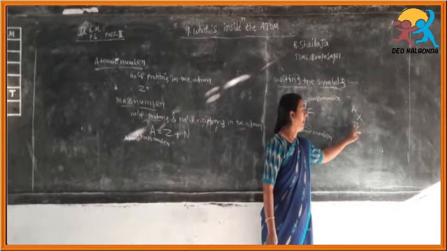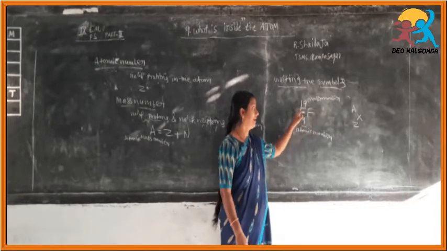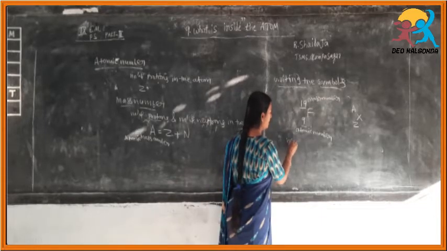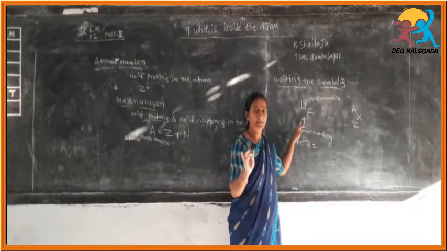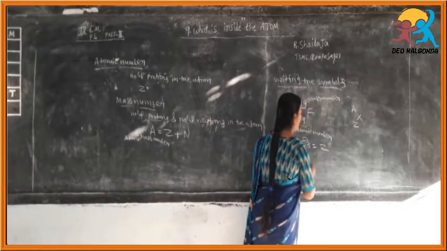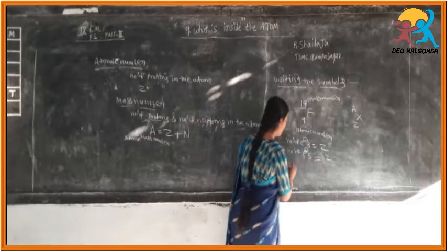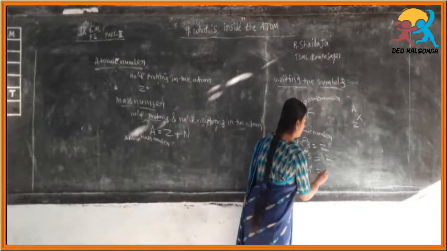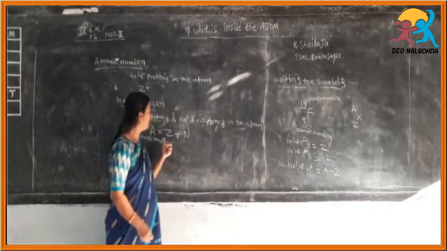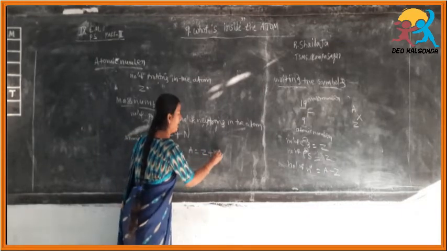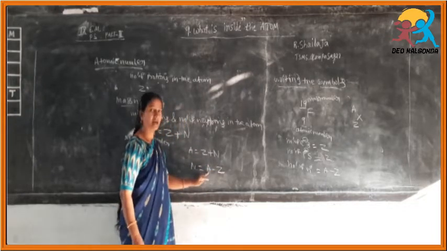Here X is the symbol of the atom, Z is the atomic number, A is the mass number. For example, take fluorine: F is the symbol of fluorine, 9 is the atomic number and 19 is the mass number. Okay, so for the number of electrons, if it is a neutral atom, like F, the number of electrons equals the atomic number. Number of protons, same, the atomic number. And number of neutrons is A minus Z. What is A? A is Z plus N. If we want N, it comes as A minus Z. A is the mass number, Z is the atomic number.